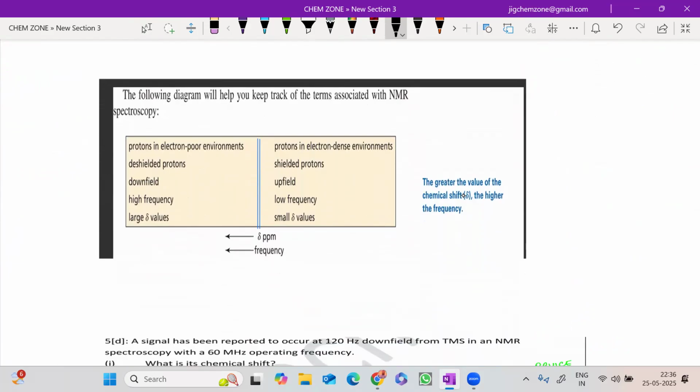यहाँ पर sum up किया गया है. If the protons are in the electron poor environment, they are deshielded protons, downfield, absorb at high frequency and large delta values. Correct? Protons in electron dense environment, they are shielded protons, upfield, resonate at lower frequency, having small delta value.